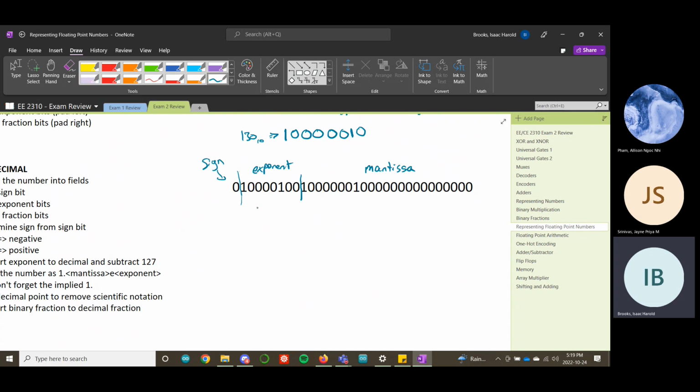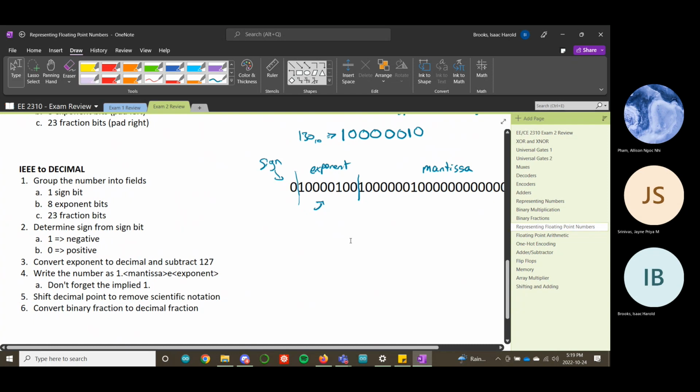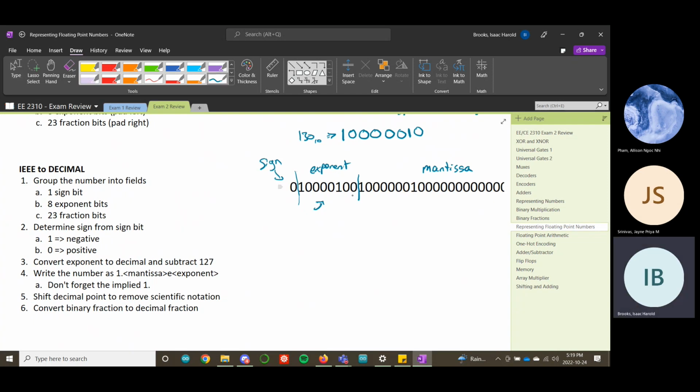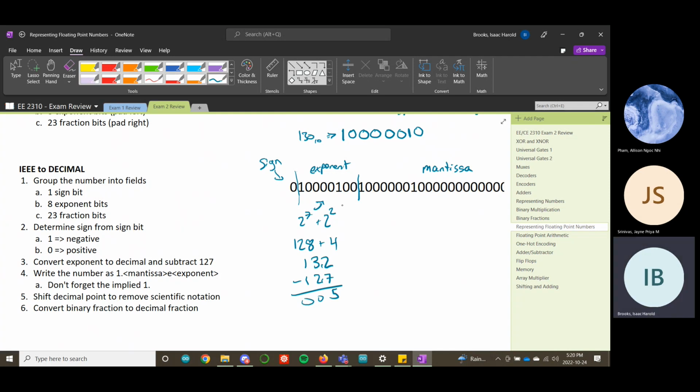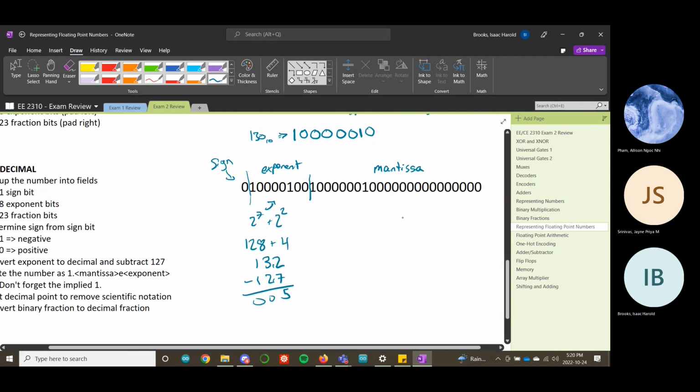So the one step that you have to do is convert this exponent to a number, and then you have to subtract 127. So what do we have right here? This is 2 to the 7 plus 2 to the 2. Okay? 2 to the 7 is what, 128? Plus 4, 132. And then you subtract 127. We've got 5. So this number would be a positive number.